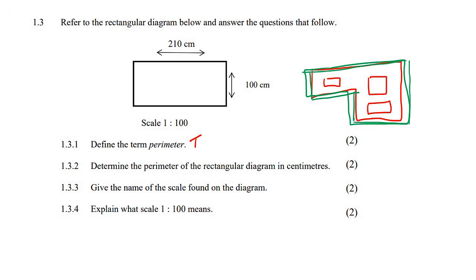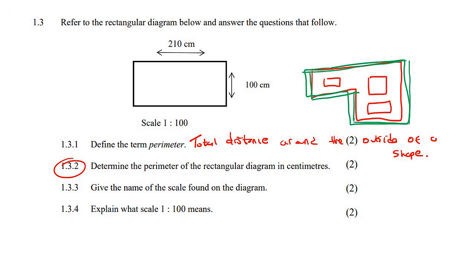So we can say here that it is the total distance around the outside of a shape.